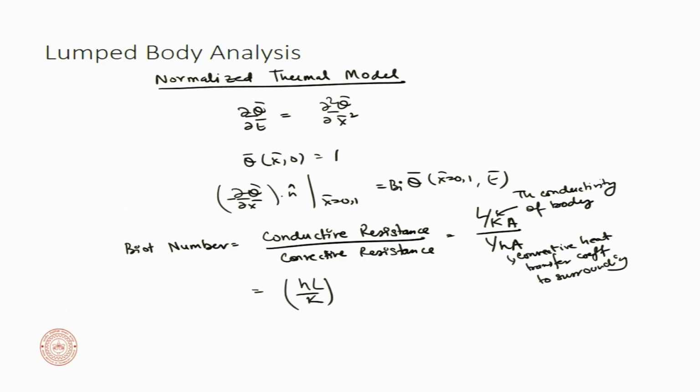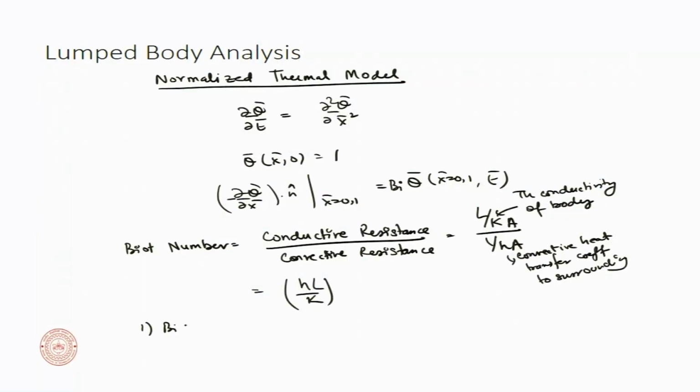Okay. Now, if we have this understanding that the Biot number is a ratio between the conductive pathway resistance versus the convective pathway resistance, a body which will have a Biot number less than 1 will either be very thermally conductive, or small in dimension.